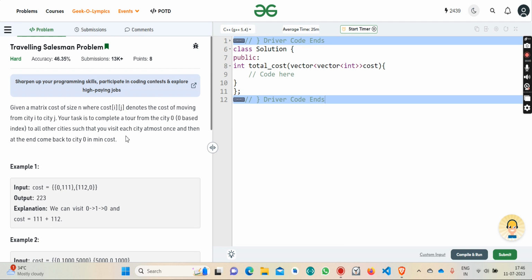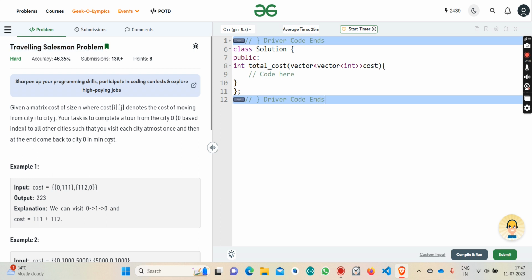Today we will solve the traveling salesman problem. If I tell you that this problem is an NP-hard problem, what do we mean by that? It means that there doesn't exist a polynomial time complexity solution for this problem till now.